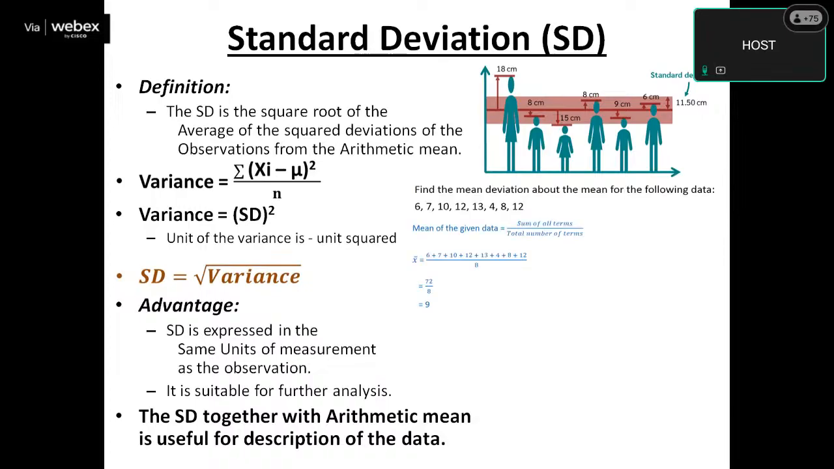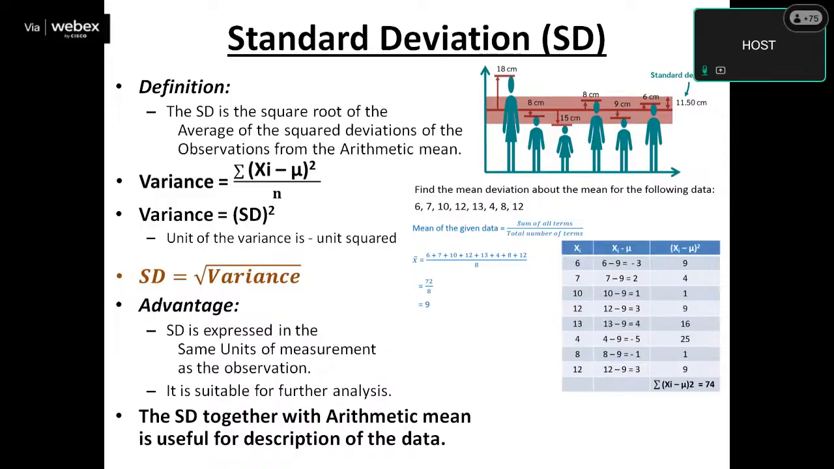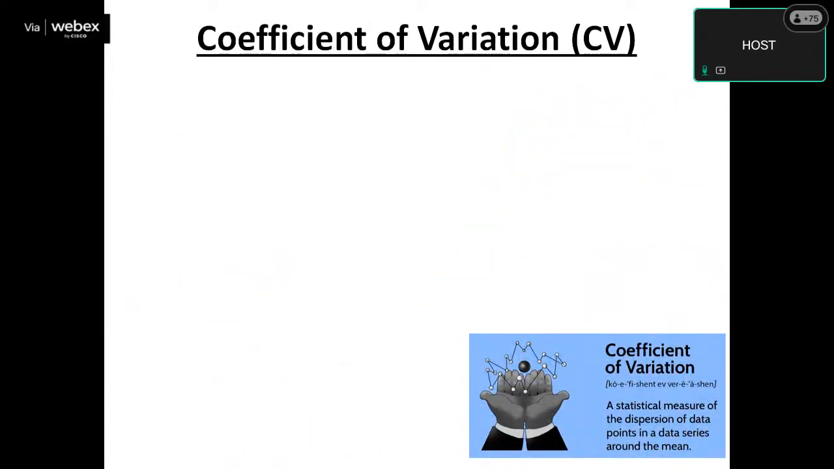The same example we will carry forward. So we have the data and we calculate the mean, and we find the deviation of each observation from the arithmetic mean. And now we have to square those deviations. And then we calculate the average of those squared deviations, that is our variance. And we calculate the square root of variance. So that is our standard deviation.